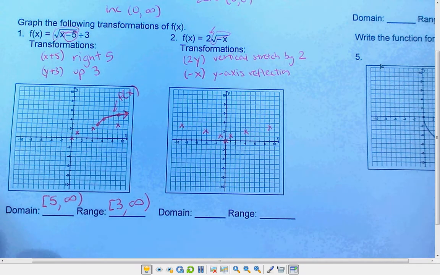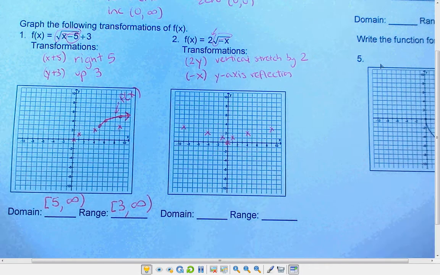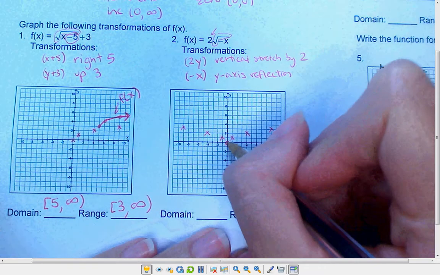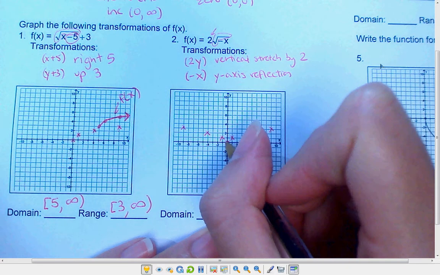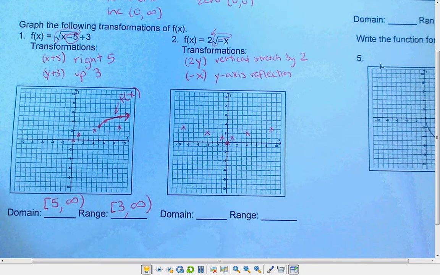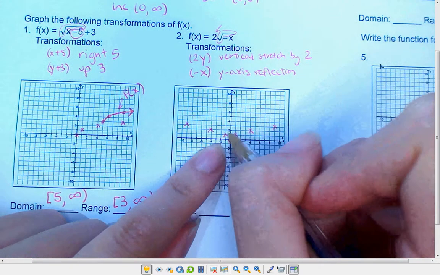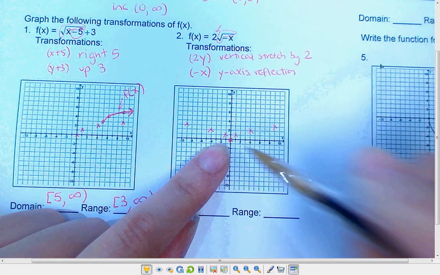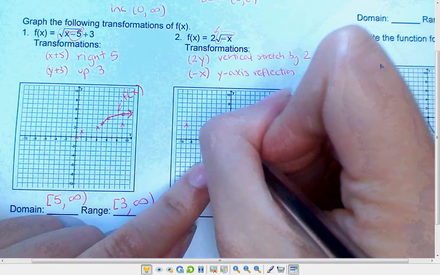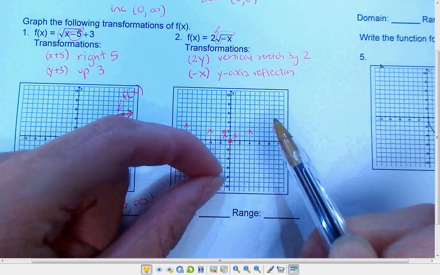The next thing I'm going to do is stretch vertically by 2. This means I'm multiplying all my y's by 2. So my first point, (0, 0), if I multiply 0 by 2, it still stays 0, so that one doesn't change. My next point, this is (-1, 1). Your y value is currently 1. If you multiply it by 2, 1 times 2 gives you 2. So my new y value is going to be up here at 2. So I'm stretching it vertically.